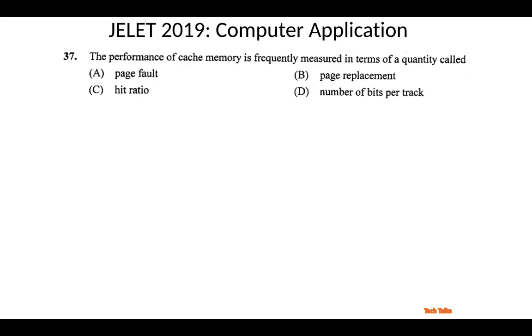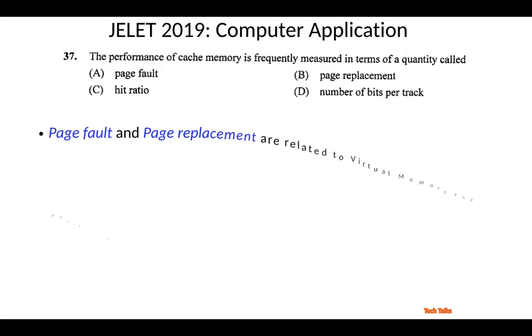The performance of cache memory is frequently measured in terms of a quantity called. Now there are four options. Let me tell you how you can answer. For CS background students it may be a bit easy, but for those from other departments these questions may feel a bit tough. Other questions related to other terms may come in the examination, so we should know the terms. So let us know what is page fault and page replacement.